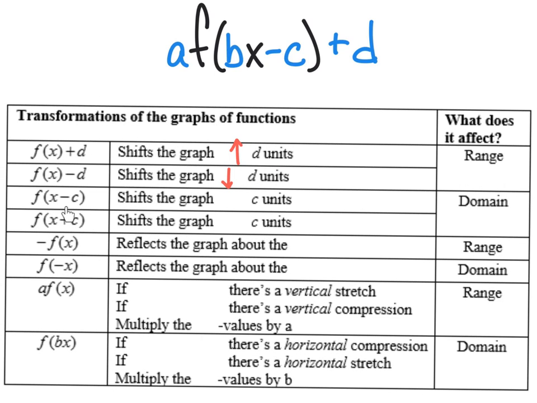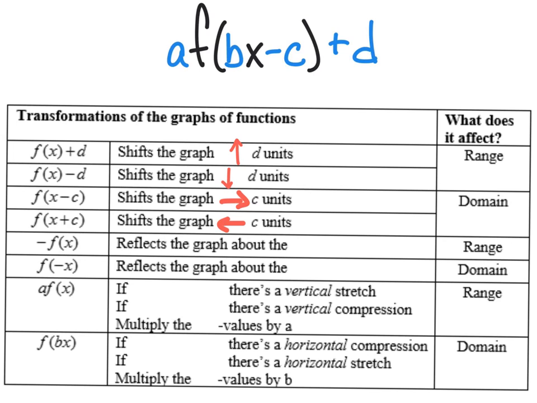Now, f of x minus c and f of x plus c, as you can see, these are inside the parentheses. Minus c, I listed that first because that actually shifts to the right, and plus c shifts to the left. You may want to make a note that this is opposite of what most people think. Whenever people think minus, they want to shift the graph left. But because we're shifting left and right, this is an effect on the domain.